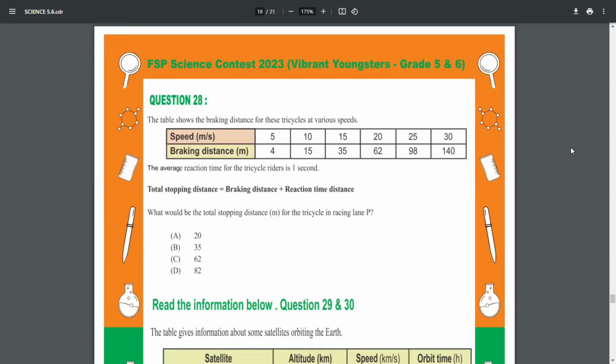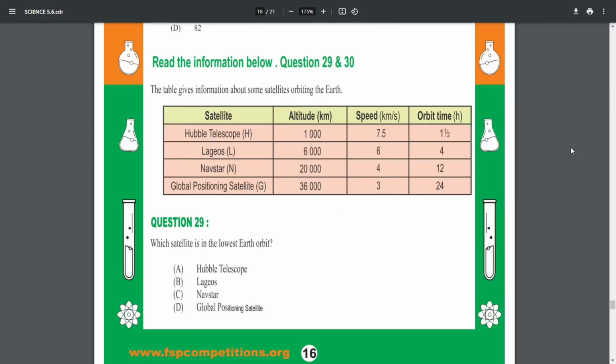R. Question 28. The table shows the braking distance for these tricycles at various speeds. The average reaction time for the tricycle rider is 1 second. Total stopping distance equals braking distance plus reaction time distance. What would be the total stopping distance for the tricycle in racing lane B? The correct option is D. 82.